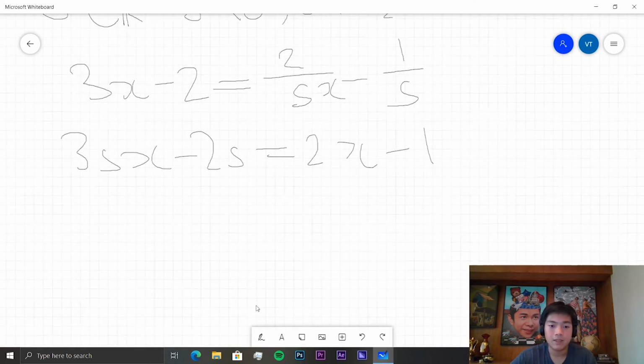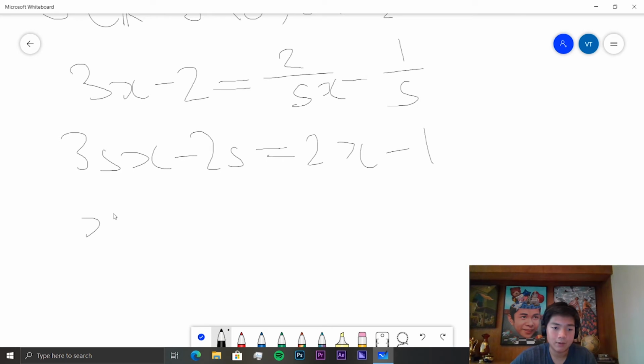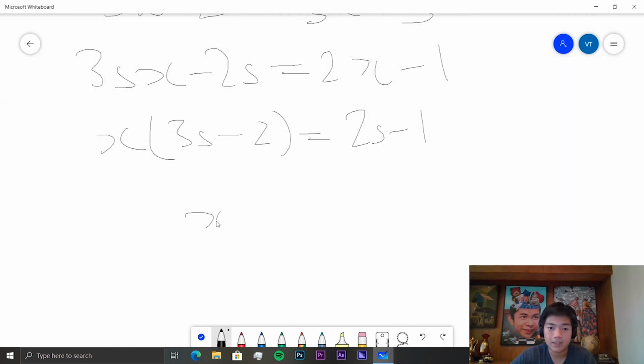And so we can bring all the x terms to one side. So we have x times 3s minus 2 is equal to 2s minus 1. And so we have x is equal to 2s minus 1 over 3s minus 2. So that is the first part.